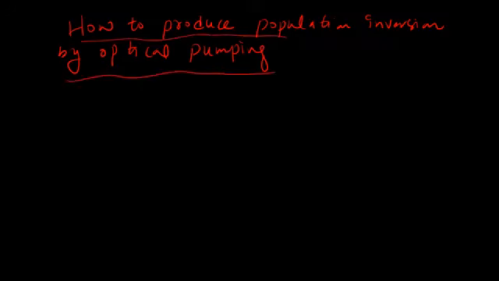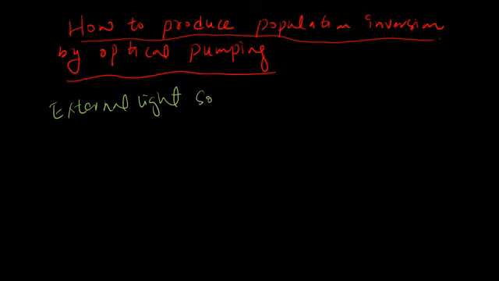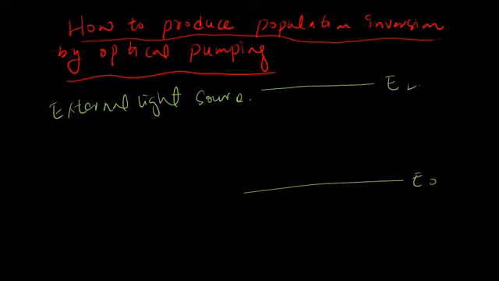In order to produce a population inversion in the metastable state with optical pumping, we use an external light source. This light source has photons of the right frequency which can raise the ground state electron to the excited state E2, so that it can decay spontaneously to the metastable state E1.